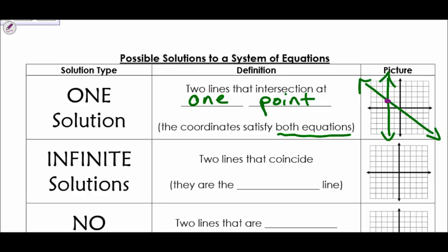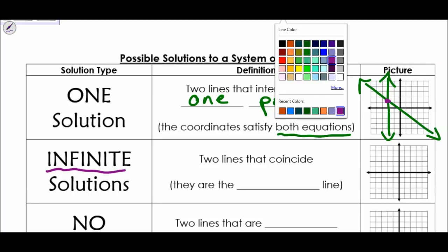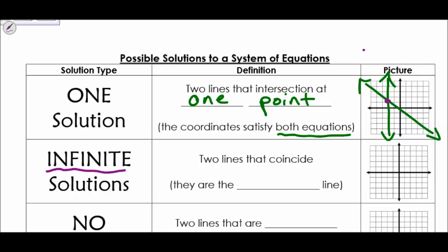We could have infinite solutions, which means that the 2 lines coincide. Actually, you can kind of see the word coincidence in there. Coincidence is just when 2 things line up, 2 things happen at the same time. That's what coincide really means. They're happening at the same time, and they are actually the same exact line.